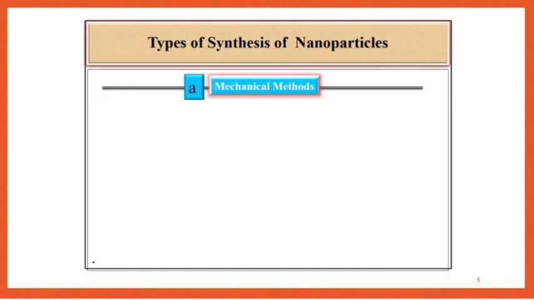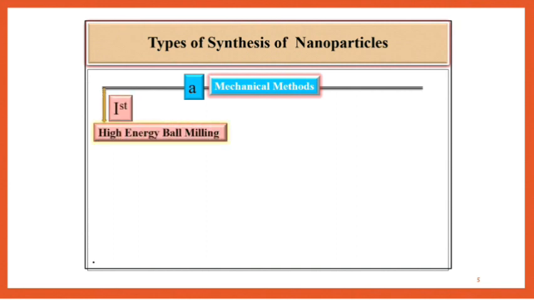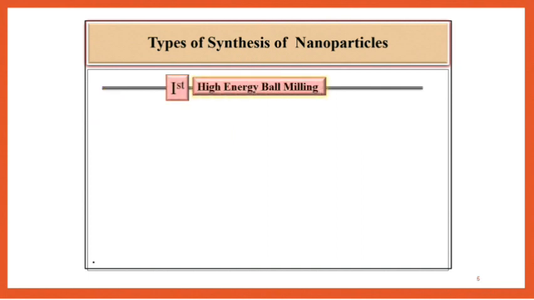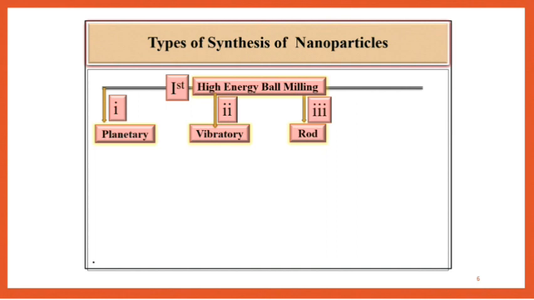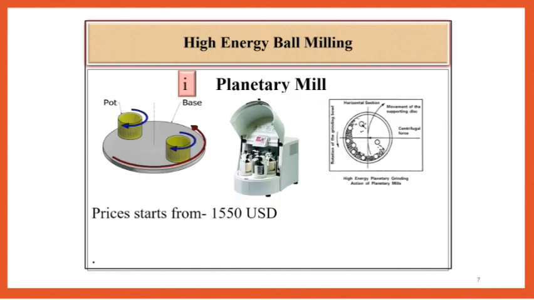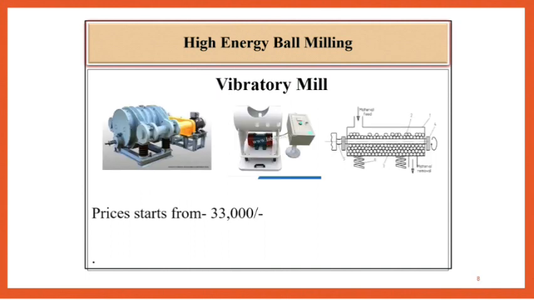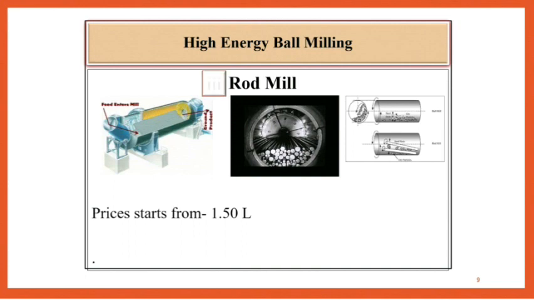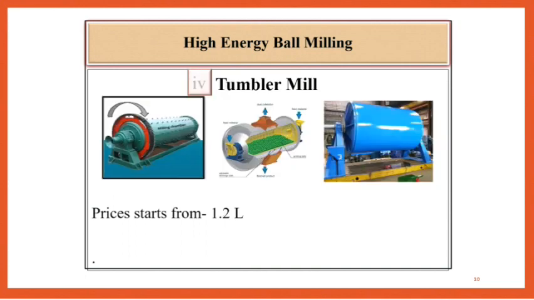Types under mechanical methods: first is high energy ball milling, second is melt mixing. Under high energy ball milling, first is planetary, second is vibratory, third is rod, and fourth is tumbler. These are pictures for planetary mills. This is for vibratory mills. This is for rod mill. This is for tumbler mill.